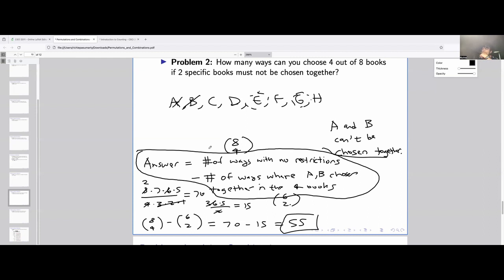But we're like, okay, that seems like a lot of work, right? We want to employ another approach. They tell us we cannot choose these books together. But we're interested in the number of ways, right? So to find the number of good ways, let's just find the number of bad ways and subtract from the total, which is what we're doing. We're finding the number of ways where A and B are chosen together, and we're subtracting from the total. So this technique is very powerful, and it's called complementary counting. I'm repeating it again, complementary counting.